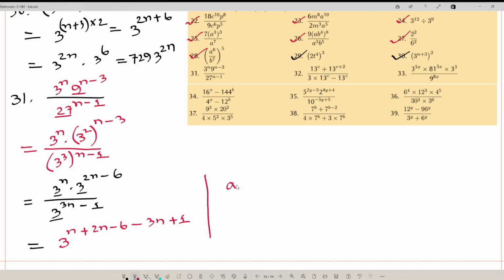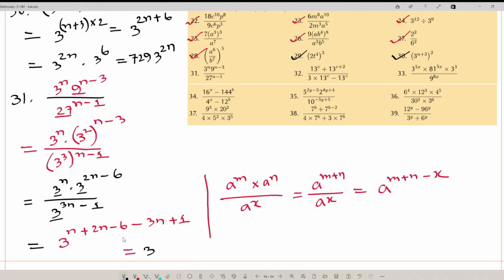How? We know a to the power m times a to the power n, divided by a to the power x, we can write a to the power m plus n minus x. So what will be the answer? Here n plus 2n will be 3n, so 3n minus 3n cancels out, and here minus 6 and plus 1 will be minus 5. So we can write 1 divided by 3 to the power 5.